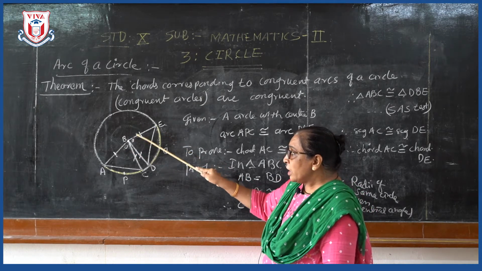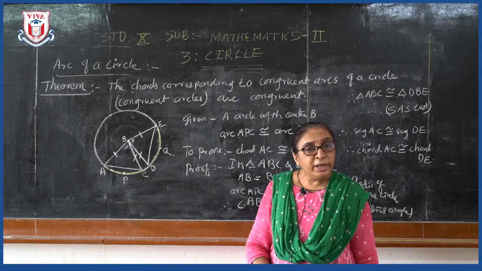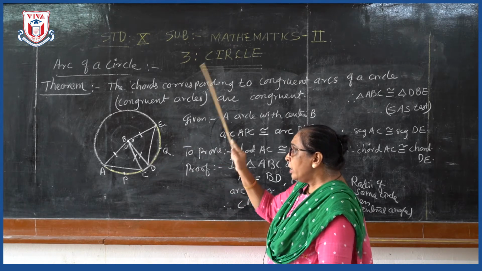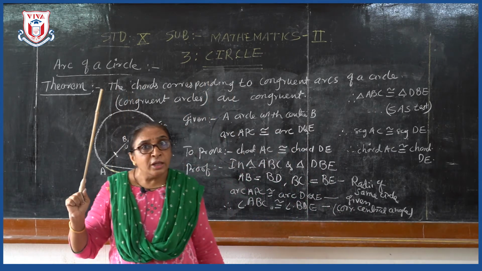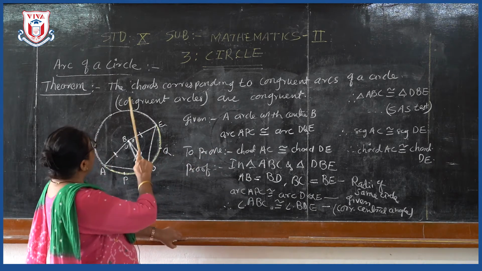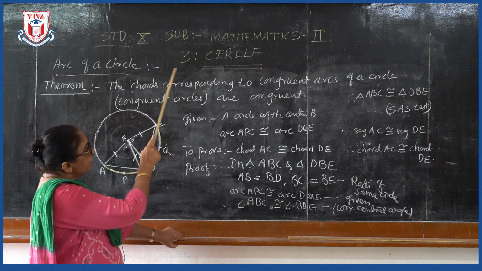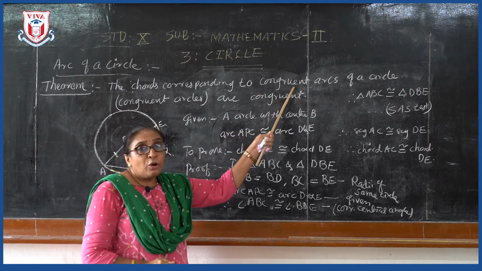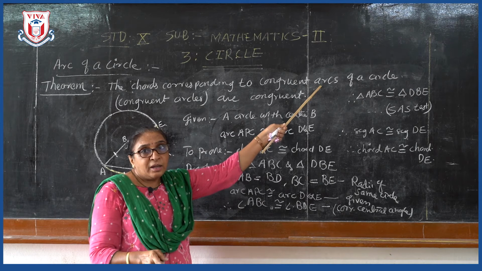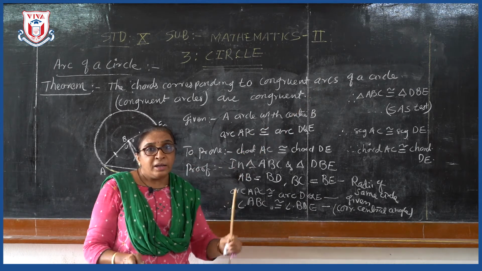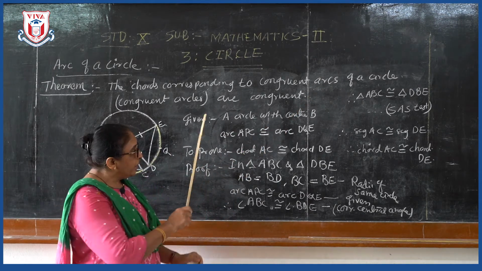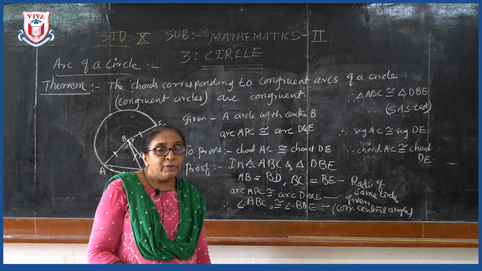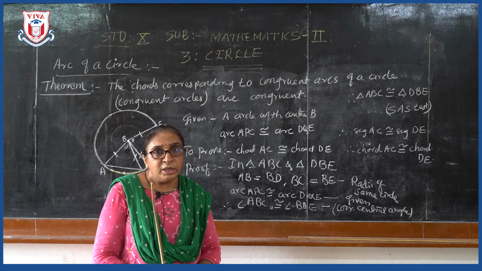When the central angles are congruent, their corresponding arcs are also congruent. So you can prove arc APC is congruent to arc DQE. So in this converse theorem, you can write: the arcs corresponding to the congruent chords of a circle or congruent circles are congruent. So both the properties are important for application while solving problems. So remember both these theorems.